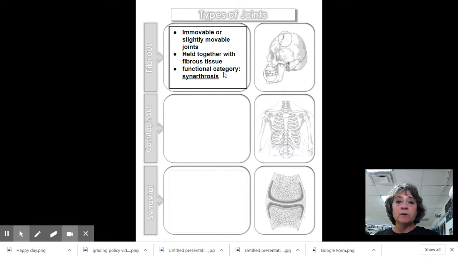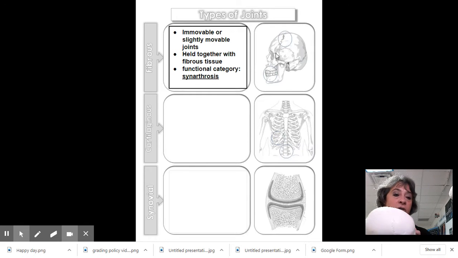And these joints also have a functional category as far as what type of movement is allowed. And this one is called a synarthrosis. Synarthrosis. There's a picture over here that shows you an example of where you'd find this kind of joint. And focus on this one up here. This is a circle highlighting these sutures where your bones meet. So let me get this.